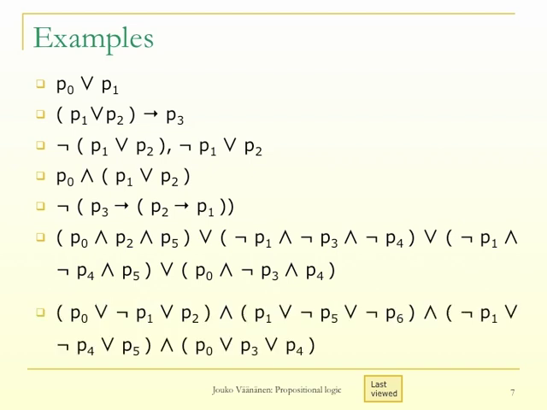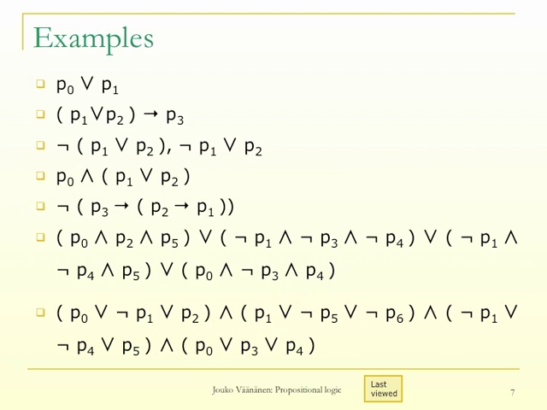Our last formula is a conjunction of four formulas. Left parenthesis P0 or not P1 or P2 right parenthesis, and left parenthesis P1 or not P5 or not P6 right parenthesis, and left parenthesis not P1 or not P4 or P5 right parenthesis, and left parenthesis P0 or P3 or P4 right parenthesis.